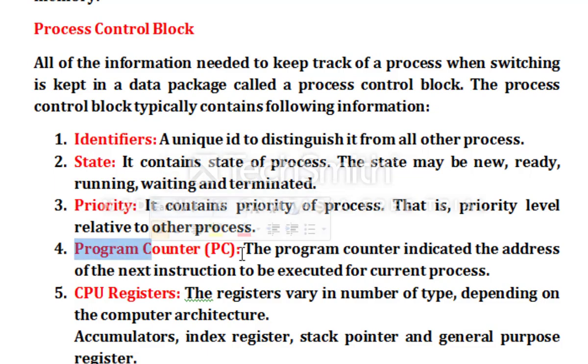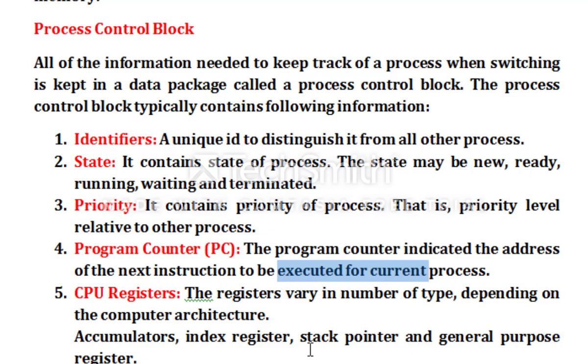Next information: program counter. At the time of execution, a process may contain a number of instructions. Every instruction must have an address, which is stored in the primary memory as a valid address in hexadecimal notation. So the PCB contains a program counter, which is just a register that contains the address of the next instruction of the currently executing process. Suppose P1 is currently executing.